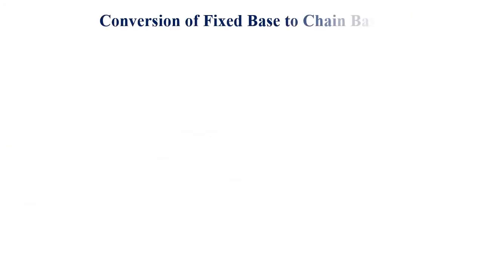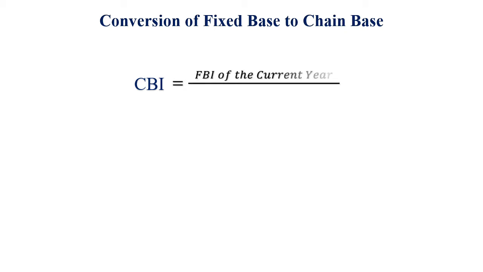Conversion of fixed base to chain base. Now, how to do that? I want to calculate CBI, that is chain base index, and what I have is FBI. So what I will do is FBI of the current year divided by FBI of the preceding year, multiplied by 100. So my dear students, this is the formula we need to follow when converting a fixed base index number into a chain base index number. Don't forget to write down this formula in your notes because it is very important. CBI is equal to FBI of the current year divided by FBI of the preceding year, multiplied by 100.